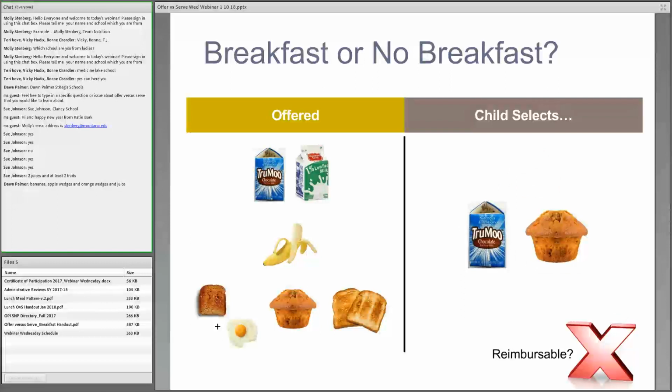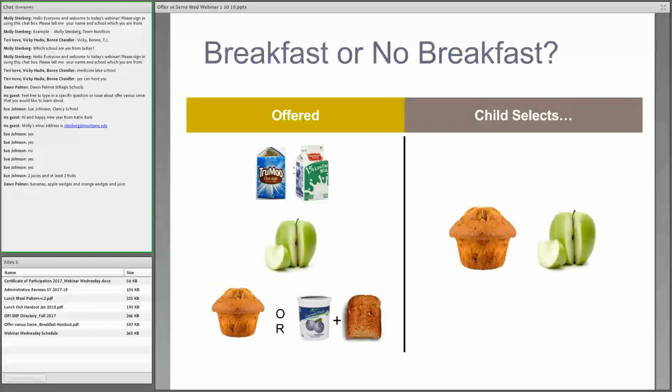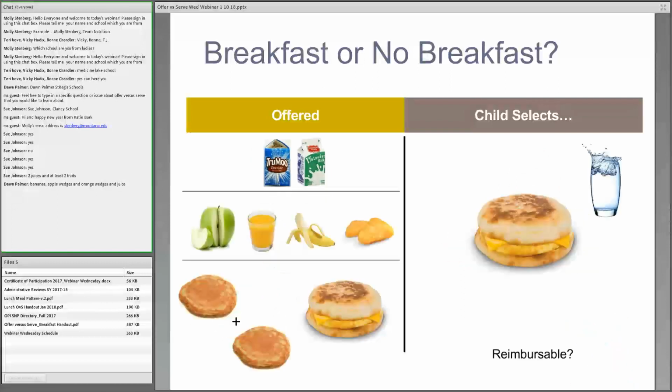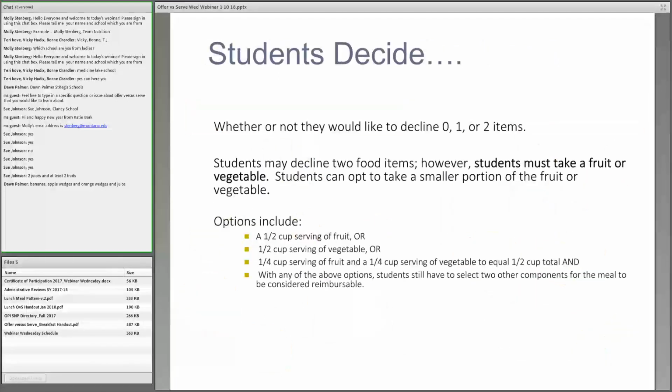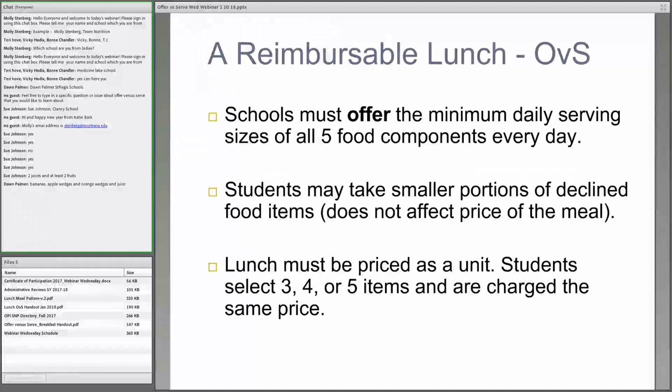Okay, I'm just going to flip through the rest of these breakfast challenges because I feel like you guys have that down pretty well. Okay, let's talk a little bit about lunch. So thinking about lunch, we know we're going to be offering 5 components, and that under offer versus serve, students would take at least 3 of the 5 components.